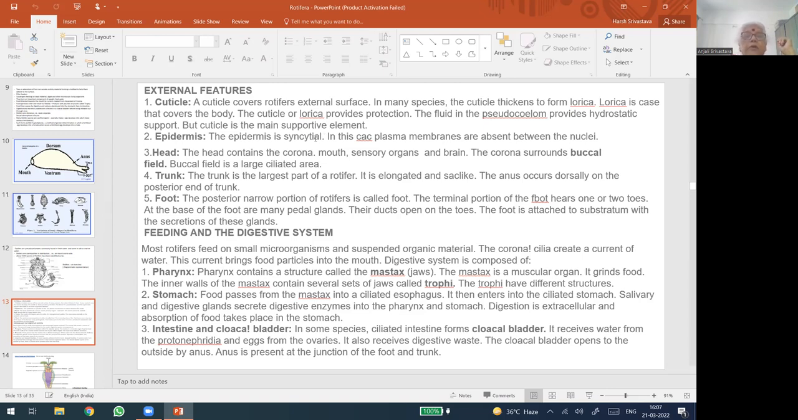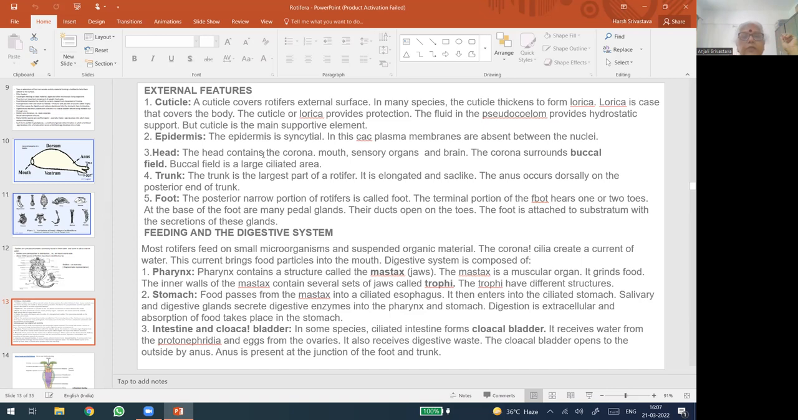Since I think you all must be knowing the cellular layer, devoid of cellular boundaries, there are many nuclei, which, as we have seen, are numerically in the thousands, and that type of arrangement shows their affinity with the helminth group. In this sac, plasma membranes are present between the nuclei.